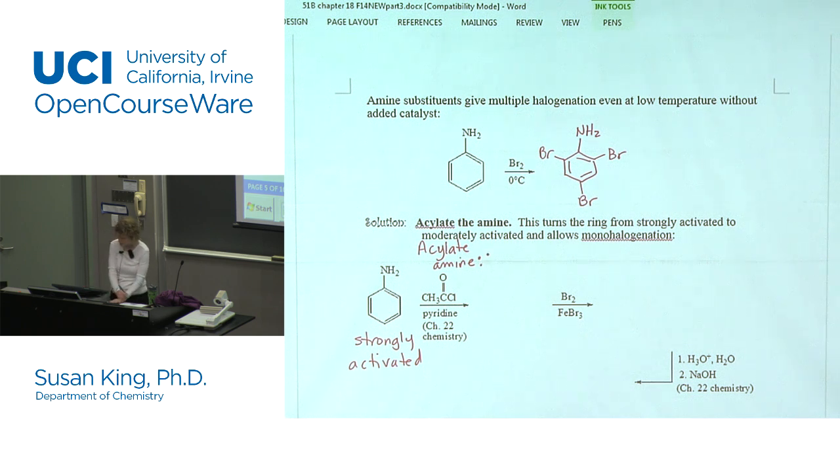So we're going to use acid chloride and pyridine. This is chapter 22 chemistry, so you do not need to know the mechanism for this reaction. I'm going to show it to you just so you can kind of picture what's happening. But when you do that, it's now moderately activated. So acid anilide, if you go back and look at your activating groups, you will see that this is now moderately activated.